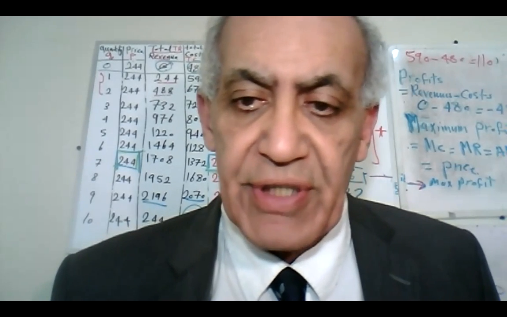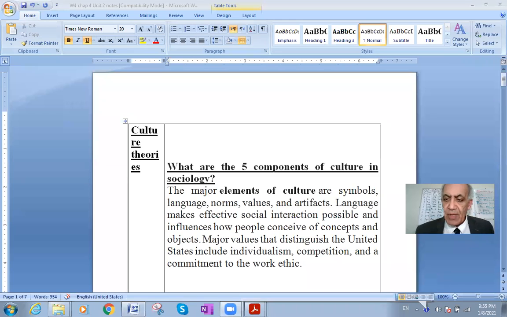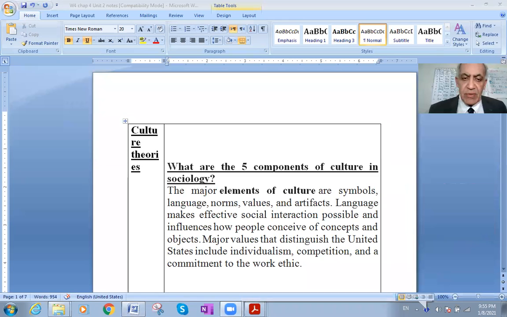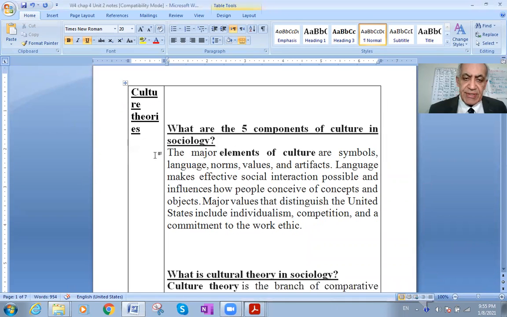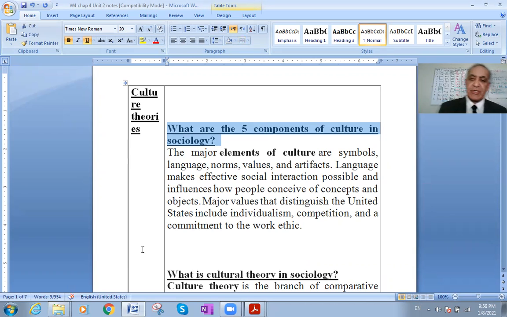The third lecture on culture. And here we go today. We will talk about the culture theories. What are the five components of culture in sociology? The components of culture is what the culture consists of.